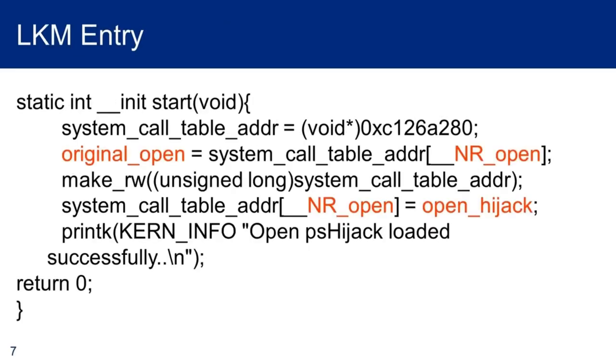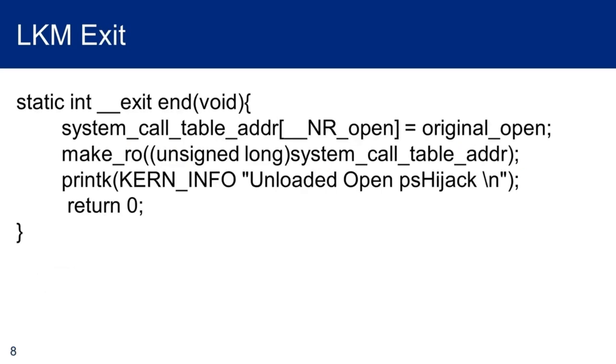This is the LKM's initialization routine. The important changes are highlighted in red. First, we need to save the original call to the open routine so it can be used later. The second change is to redirect the open system call to the hijack system call defined in the LKM. The technique is exactly the same as used in redirecting pname, but the line in the system call table is different. The exit routine restores the original open system call, makes a table read-only, and prints a message to the kernel log indicating the uninstall went smoothly.